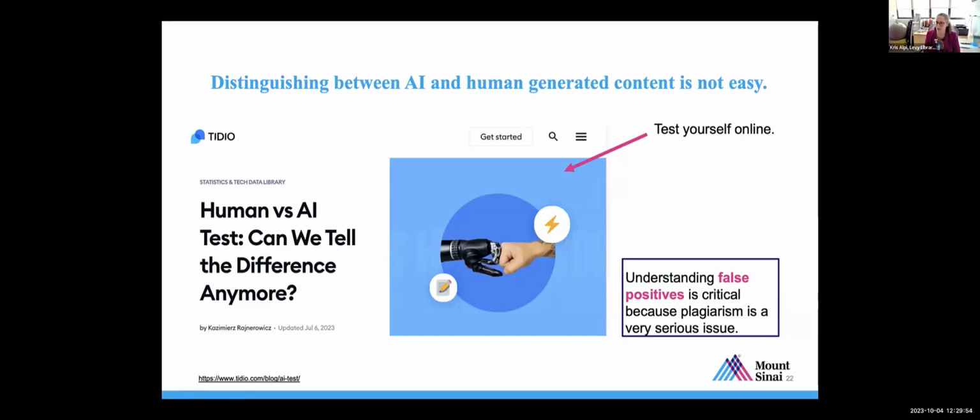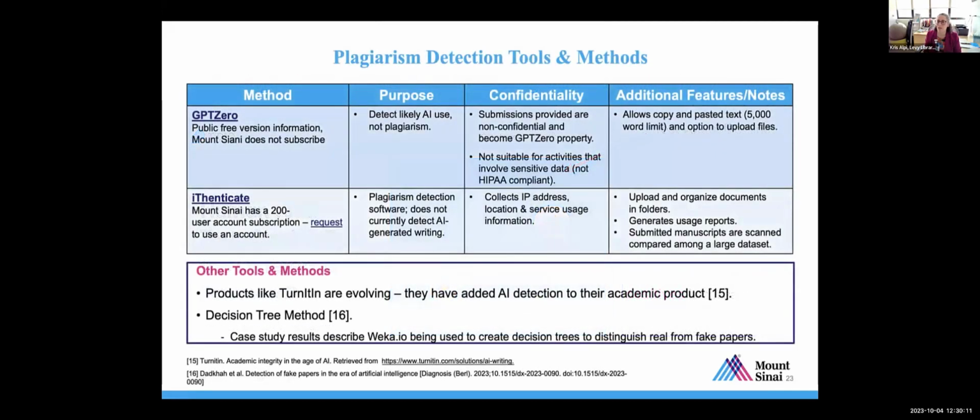plagiarism is still a very serious issue for academic integrity. And understanding that there are high rates of false positives when you start to use these tools to do detection, I just really need to reemphasize that this is not simple to do. So go ahead and go to the next slide, Mia.